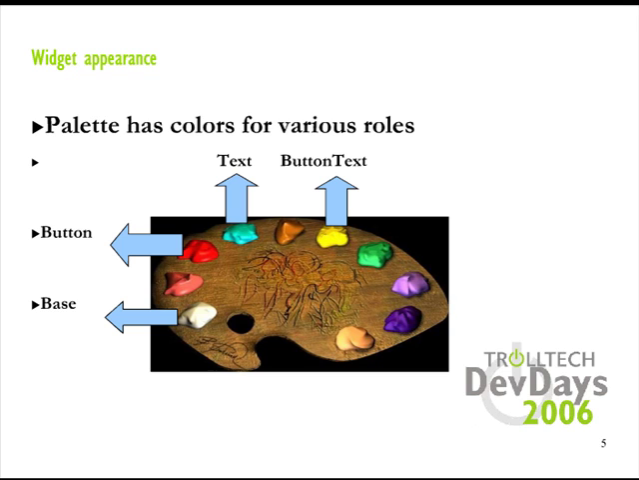And then you have something called the button role, which says that if the widget looks like a button, it should probably use the red color to paint itself. And you also have it for text and button text. Text is a foreground color, which is in contrast to the base color. And the button text is a foreground color, which is in contrast to the button color.